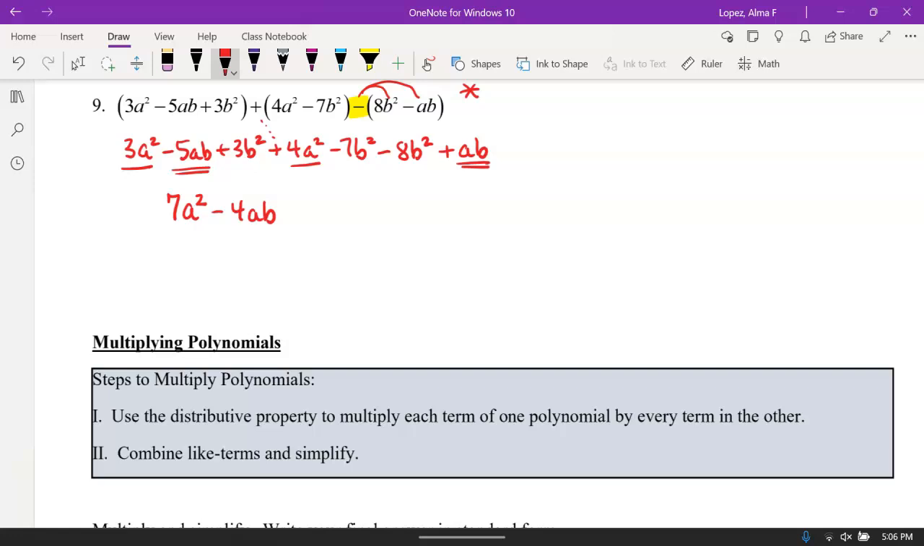And let's see here. We've got b squared, b squared, b squared. Oh, 3 of those. I was looking ahead. 3 and negative 7 add up to make negative 4. Negative 4 and negative 8 make negative 12 of those total. And if you need to, take it off into the margin, the number part of it, and do it there.